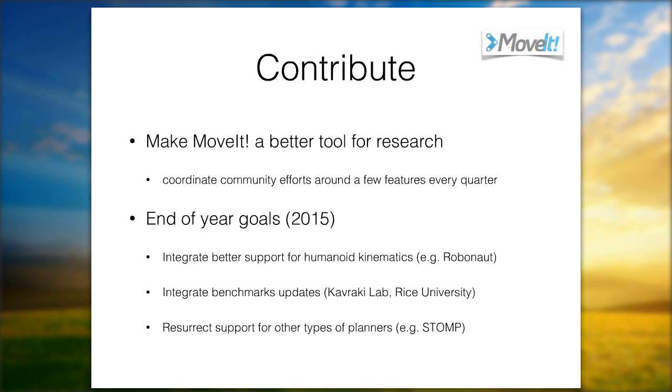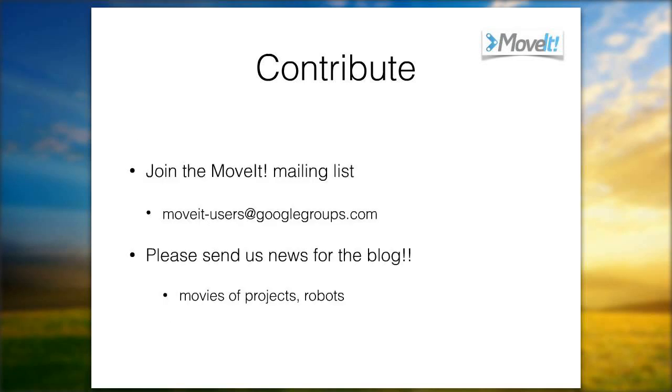Our goal is to make MoveIt a better tool for research, and the way we're going to start doing that is to coordinate the community around a few features every quarter. So the goals for the end of this year are to integrate better support for humanoid kinematics. That's for robots like the Robonaut. There are new benchmarks updates which would help all of us in terms of benchmarking some of our code, and these are coming from Lydia Kavraki's lab at Rice University, and we'd also like to resurrect support for other types of planners, for example, STOMP, and you'll see some information about that today.